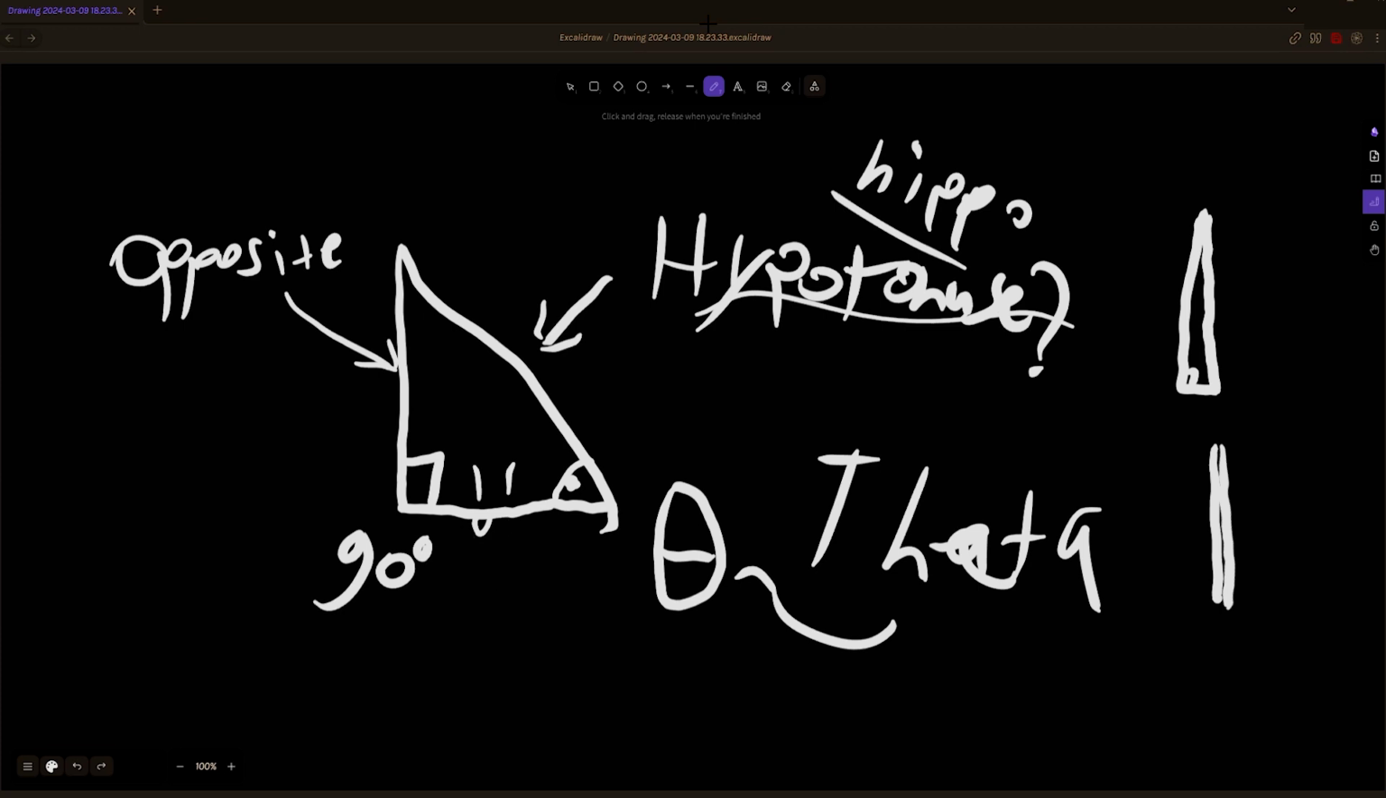What do we think we call this one? Well, remember we're taking the perspective of theta. So this one is next to theta, and so we called this line here the adjacent.